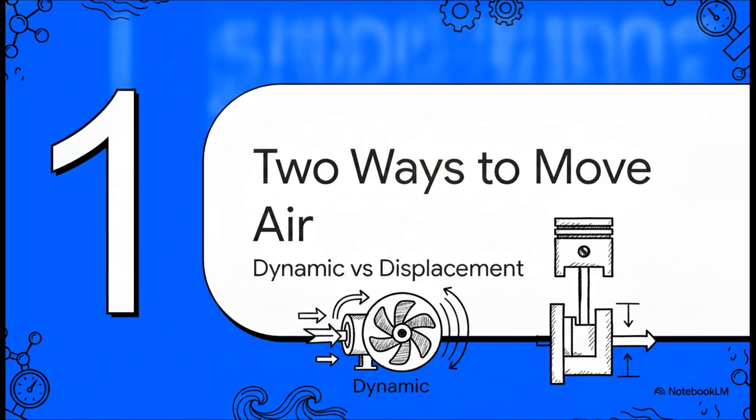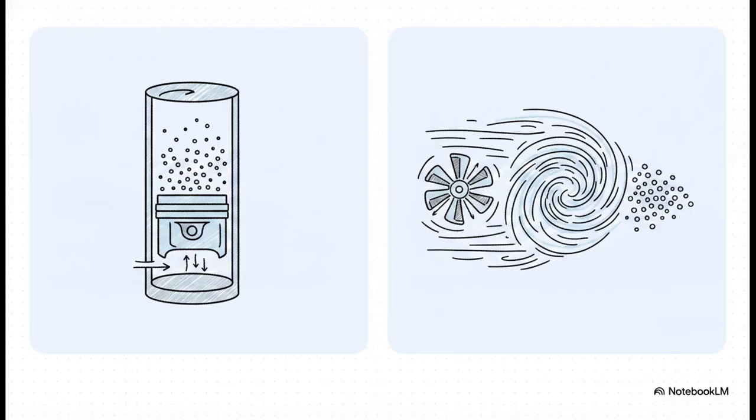Okay, Section 1. 2 ways to move air. Let's look at how this builds the absolute foundation of all pump engineering. So, the pump family tree basically splits right down the middle. When you're dealing with fluid dynamics, you are fundamentally doing one of two things. You are either mechanically crushing air into a smaller space, or you're using spinning blades to throw it forward.